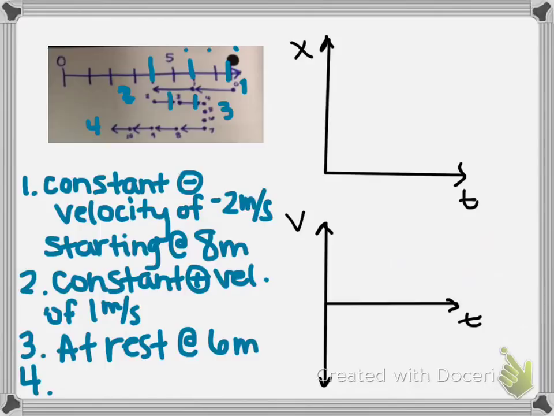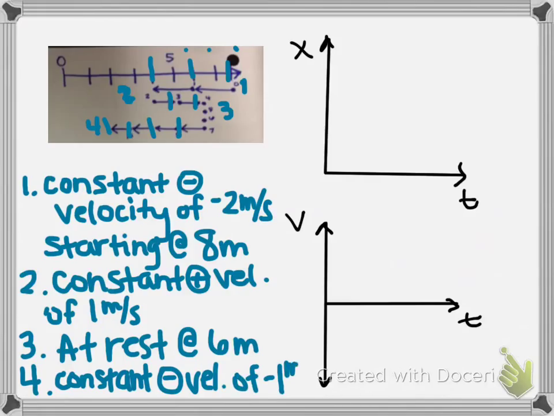And then finally, we're going at a constant negative velocity again. And if we look here, it's 1 box every second. So it's a constant negative velocity of -1 meter per second.